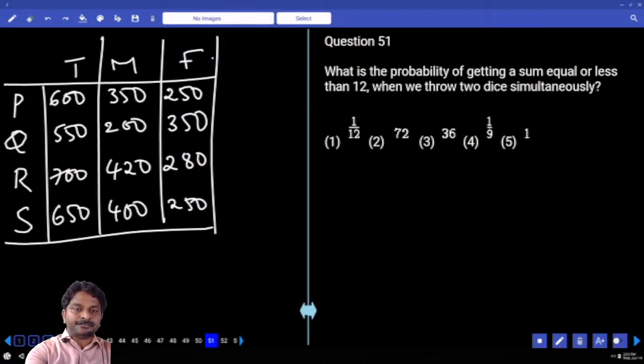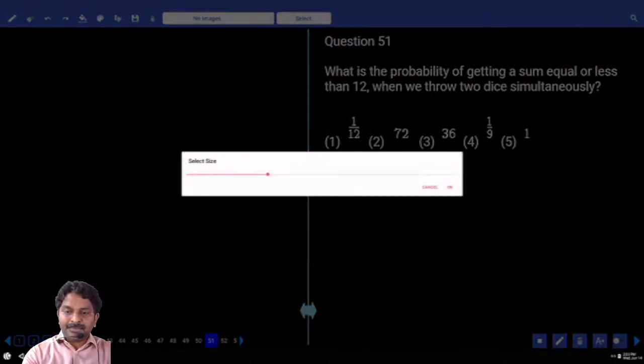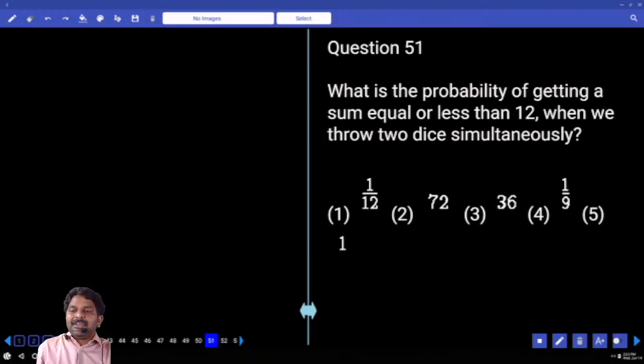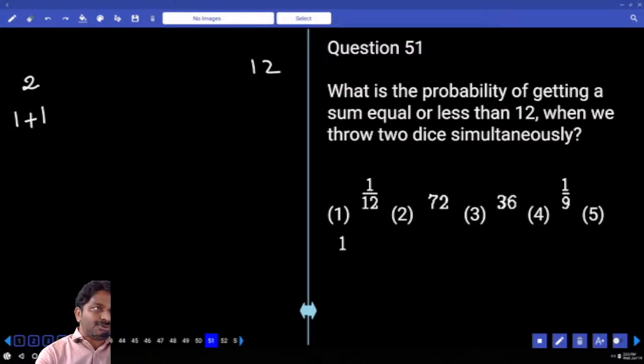What is the probability of getting a sum equal to or less than 12 when we throw 2 dice simultaneously? When you throw 2 dice, what is the minimum value that you get? Minimum value 2, maximum value 12. 1 is the minimum value you can see on any die. Because there are 2 dice, I'll choose 2 minimum numbers. The maximum value for the face of a die is 6. 2 dice are there, 6 plus 6 is the highest combination.